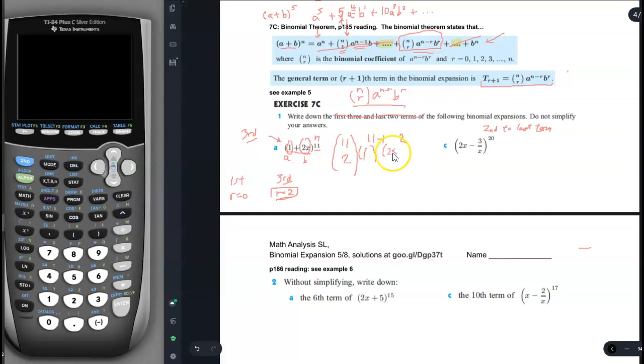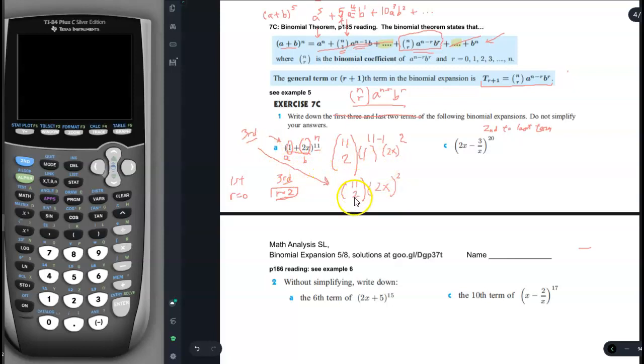Parentheses to x. Okay. It says I don't need to simplify my answers, but one simple thing I could do is get rid of 1 to the 10th power, right? This 11 minus 1 is 10. So 1 to the 10th power is just 1, right? So that just disappears. Okay? So the third term is going to look like that.